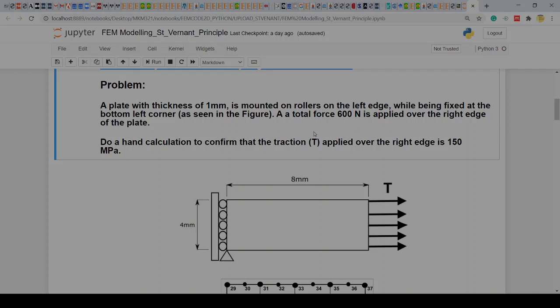If we do a quick hand calc of this, it's a millimeter thick, 4 millimeters high, so it's a 4 millimeter squared cross-sectional surface area. We're applying a total force of 600 newtons. So 600 divided by 4 is 150 MPa. That's the stress that I want to see.